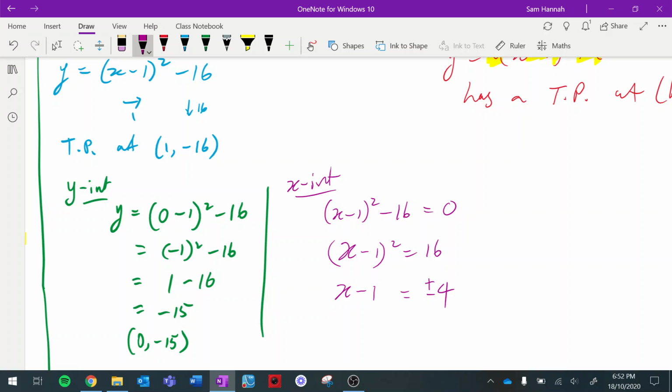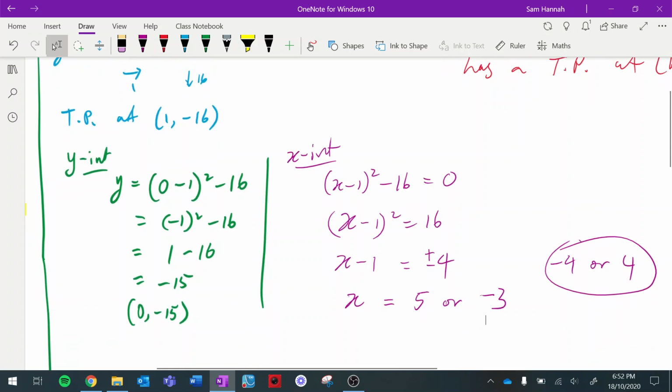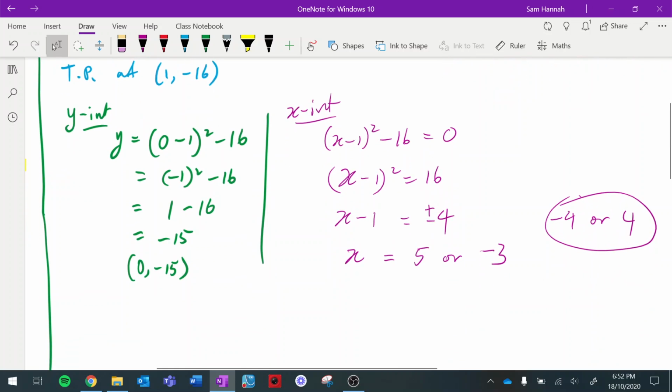You could write it like that, how I've written it, with the plus minus symbol, or if you prefer, you could also just write minus 4 and use a word or plus 4. It doesn't really matter how you do it. There's a final step, and that is to add 1 to both sides. Now, if what you're dealing with is a plus 4 and you add 1, you get 5. But if what you're dealing with was minus 4, if you add 1, you actually get minus 3. So therefore, we have x-intercepts of 5, 0 or minus 3, 0.